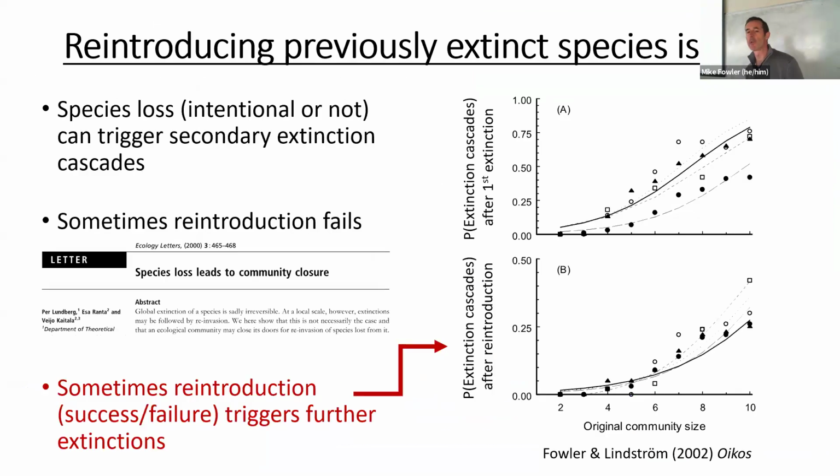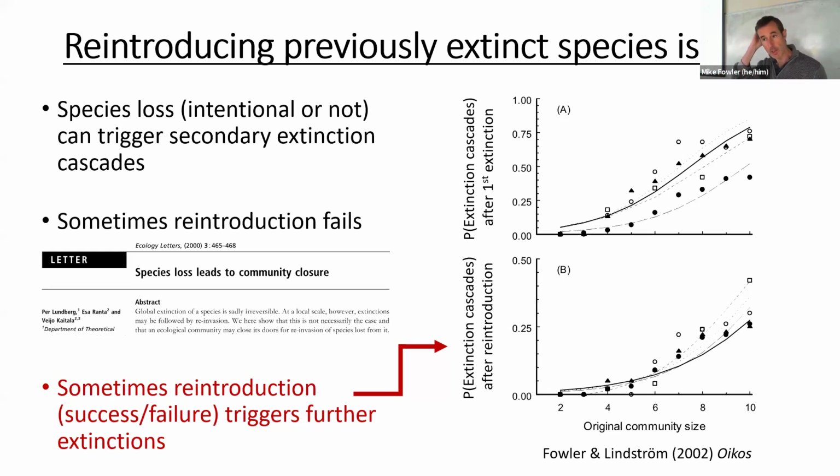So the first point I want to make is related to some very old work of mine and some colleagues, where we looked at simple competitive communities and the effects of removing species from those communities, which can trigger secondary extinction cascades. Then Per Lundberg and colleagues looked at trying to reintroduce the species that was removed previously. They found that sometimes you get this community closure. Some of the time you can reintroduce it, but because the community has changed since it was removed initially, sometimes it's just not possible to put it in.